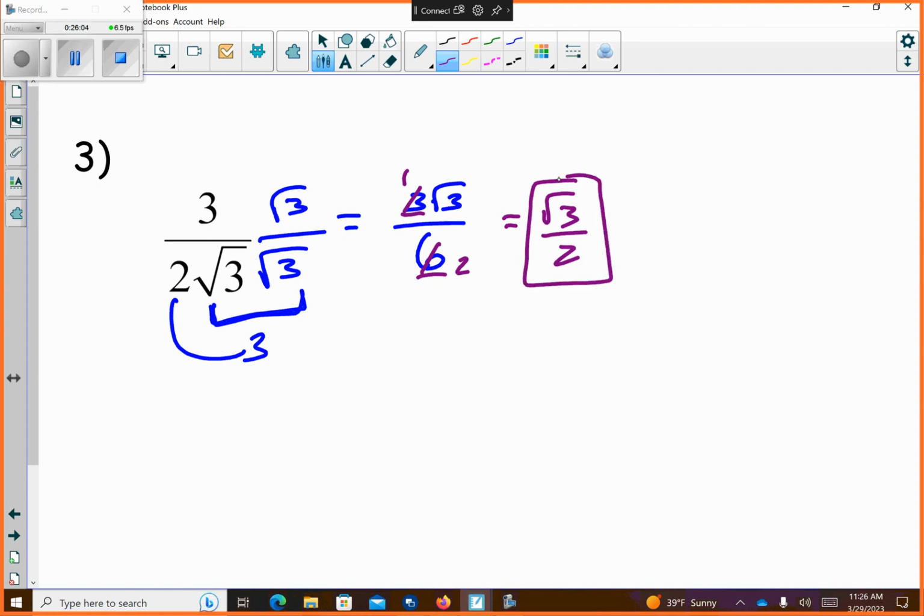Do you guys want to know what has an answer of root 3 over 2? Sine of 60 degrees. Now you don't have to take trig. You're all set.